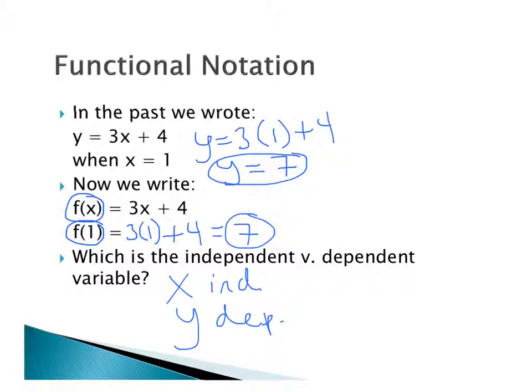Here's the reason why. If I plug in 1 for x, I get 7 for y. If I plug in 2 for x, I get 3 times 2 is 6 plus 4 is 10 for y. I plug whatever I want in for x, and I get something for y. The y comes after I plug in the x. So my x is independent, my y is dependent.